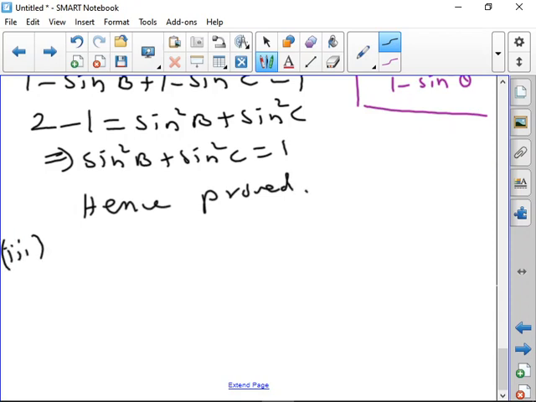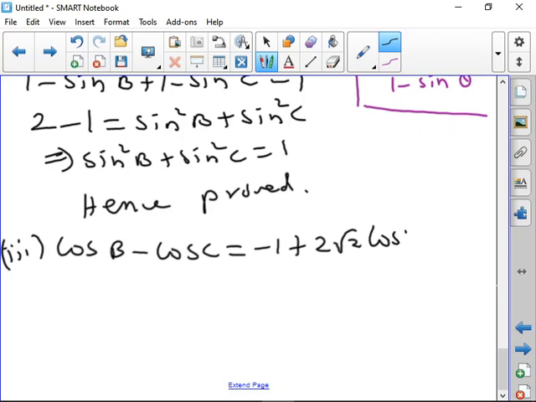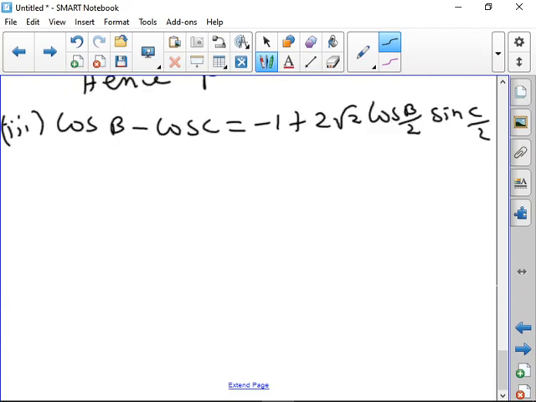What about the third subdivision? The third one, to prove cos B minus cos C is equal to minus 1 plus 2 root 2 into cos B by 2 into sin C by 2. This we have to prove. So take the left hand side. So what is the left hand side? Cos B minus cos C.